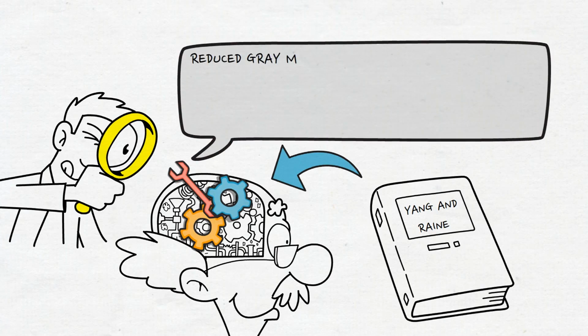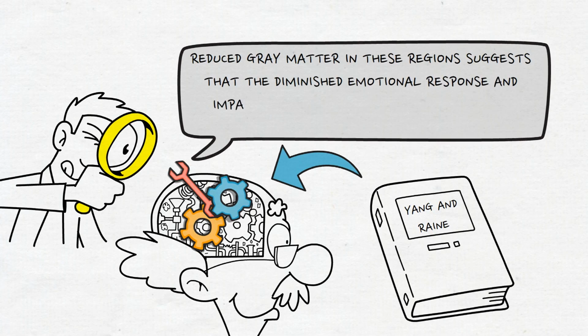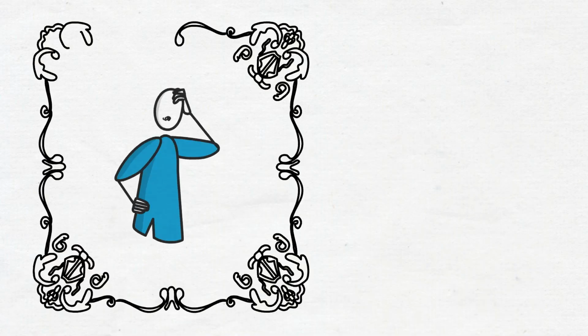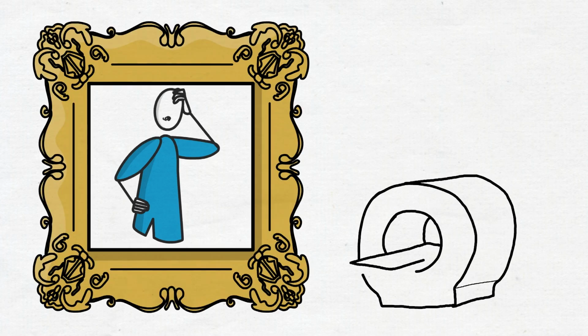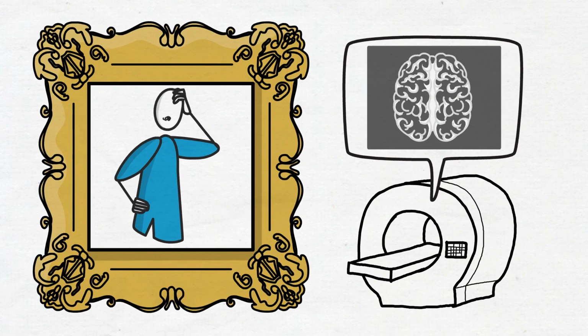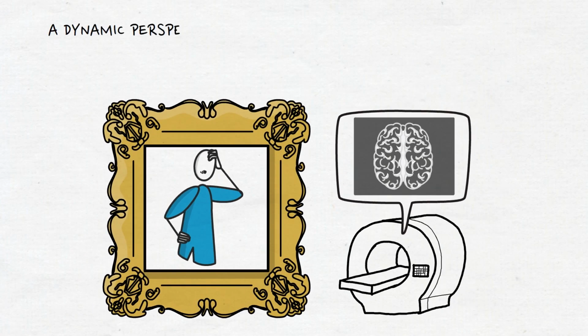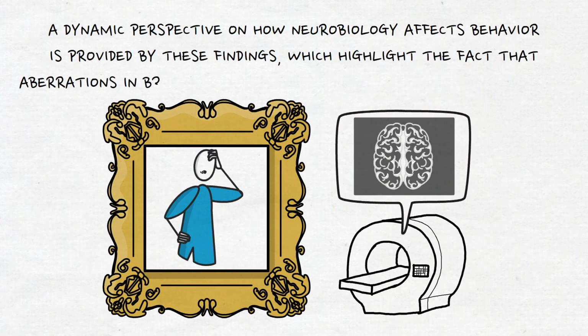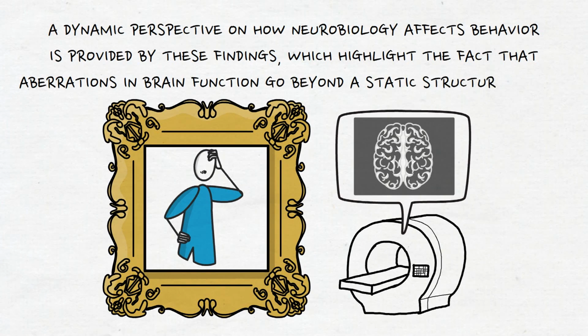Reduced gray matter in these regions suggests that the diminished emotional response and impaired decision-making that are typical of psychopaths have a neurological basis. The neurological underpinnings of psychopathy during moral decision-making tasks have also been uncovered by functional magnetic resonance imaging studies. A dynamic perspective on how neurobiology affects behavior is provided by these findings, which highlight the fact that aberrations in brain function go beyond a static structural model.